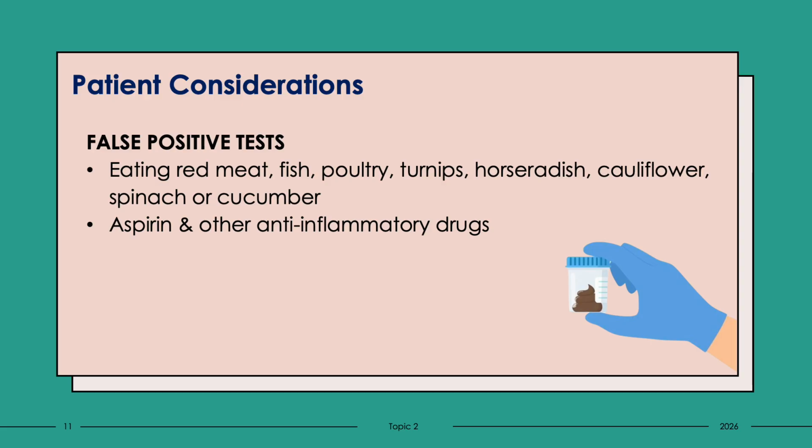Drugs such as aspirin and other anti-inflammatory drugs may cause increased blood loss from the gastrointestinal tract. So these drugs may also cause false positives because they increase the chances of bleeding in the gastrointestinal tract of normal persons. While for the false negative test, consumption of increased amounts of vitamin C can cause false negatives. Since vitamin C is an antioxidant, it removes oxygen in the process. So hence it causes false negatives.